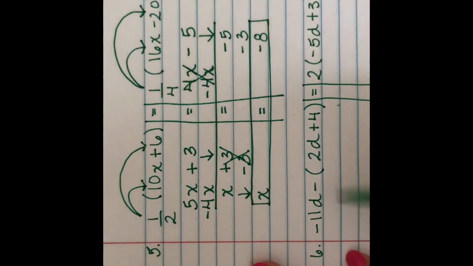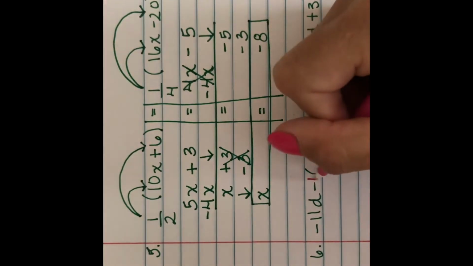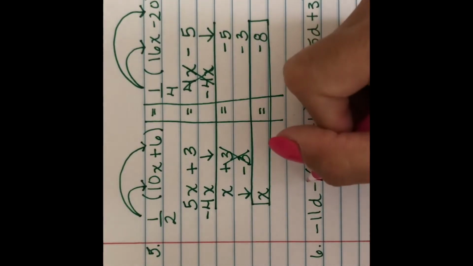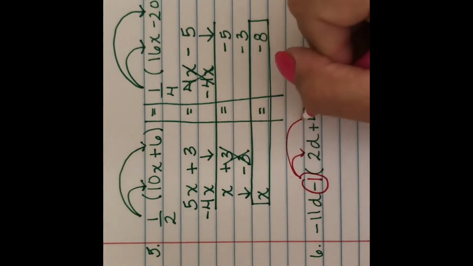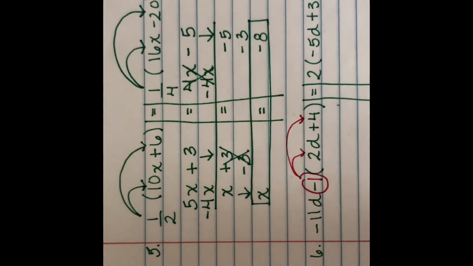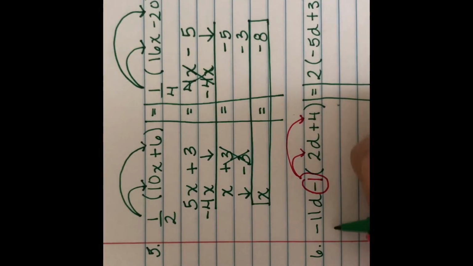Okay, on this next one, we have a lot to do, so I'm going to be really careful in each step. First, I notice I have a distributive property on this side. It looks like I am distributing a negative, and really what I'm distributing, if I don't see it, is a -1. So that implied -1 is going to be multiplied by both of the terms that are inside the parentheses. So bring down my -11d.